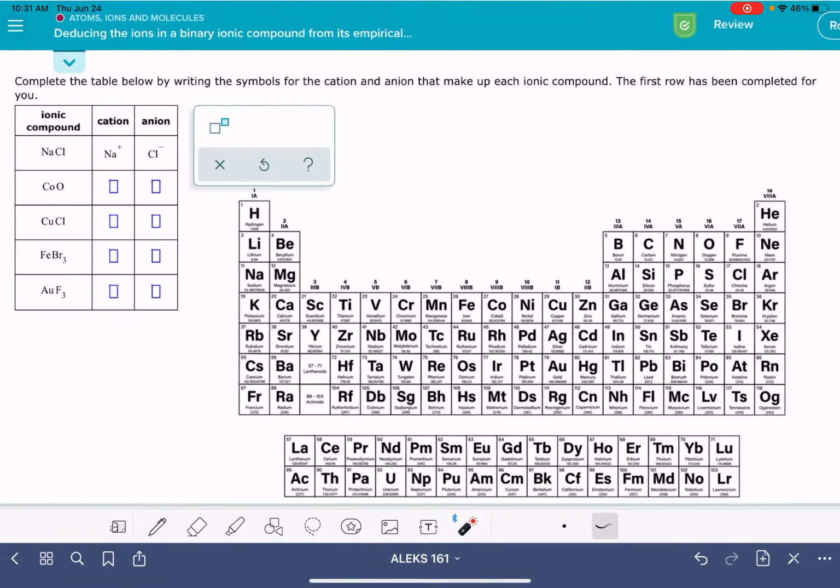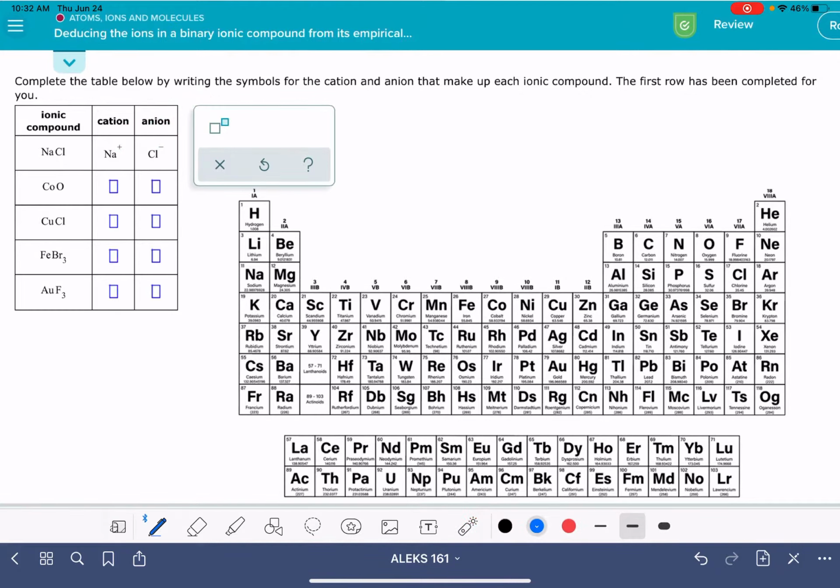In this video, I'll show you how to solve the ALEKS problem called deducing the ions in a binary ionic compound from its empirical formula. To solve this problem, we're going to want to consult a periodic table. Our goal is to figure out the cation and the anion that is in each one of these ionic compounds, and the real trick here is figuring out the charge on each one of these cations and anions.